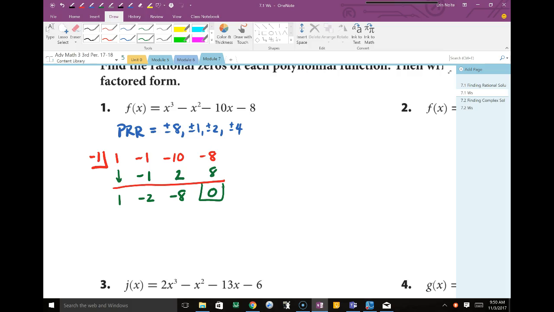What is the polynomial that I have left right now? What was my exponent? X to the second, yeah. X squared minus 2x minus 8. Now I have to factor this further. We got a quadratic piece. Can I factor this?